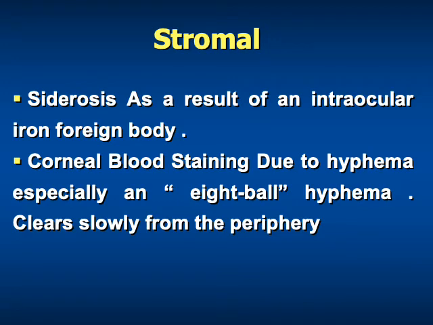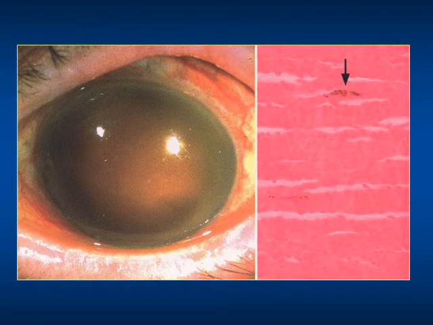Stromal siderosis is a result of intraocular iron foreign body, or corneal blood staining due to hyphema, especially in eight-ball hyphema, which clears slowly from the periphery. As you can see here, it's blood staining of the cornea, and these are iron deposits within the stroma of the cornea.